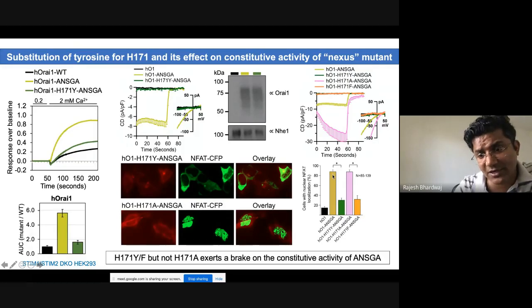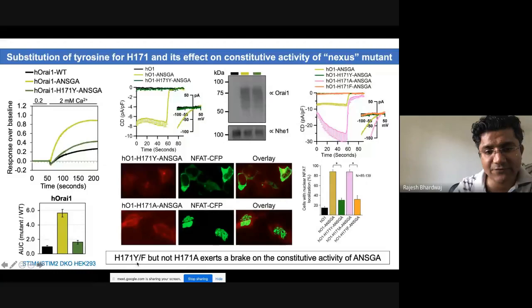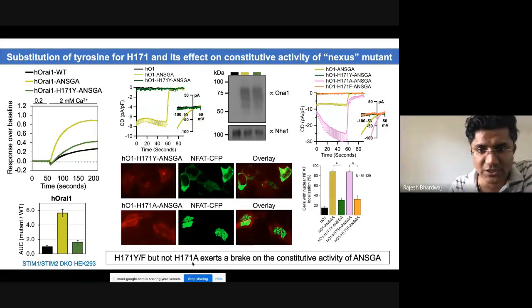So here you see that about 90% of the cells have nuclear NFAT, much higher than the wild type. And you see a nice decrease with the tyrosine mutation as well as with the phenylalanine mutation. However, the alanine mutation does not significantly change the nuclear translocation. So you can see here that in the alanine mutant combined with Nexus, you see a nice translocation of NFAT. So the take home is that the H171 tyrosine to phenylalanine, but not the alanine, exerts a brake on the constitutive activity of this channel.